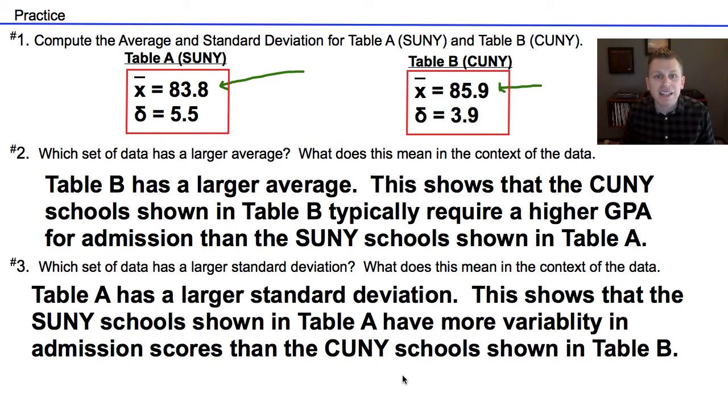What that means is that the SUNY schools have a larger range or a larger variability when thinking of what types of scores are accepted. When I look at the city schools, their standard deviation is lower, meaning they have less variability, or there's less variance in the types of scores and the types of students that are accepted based on GPA.